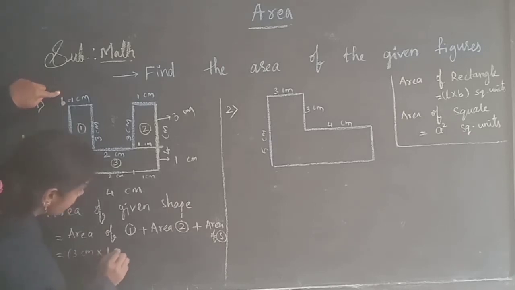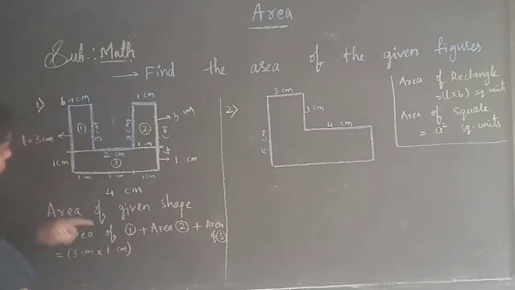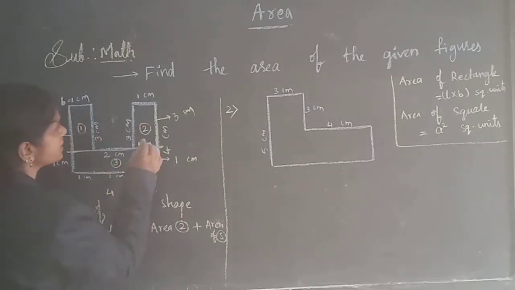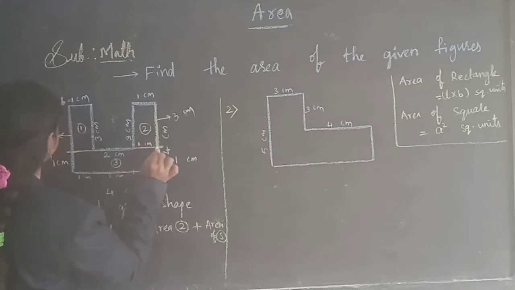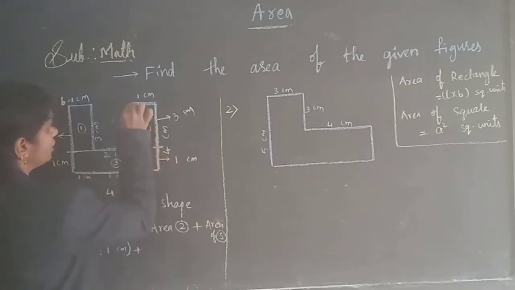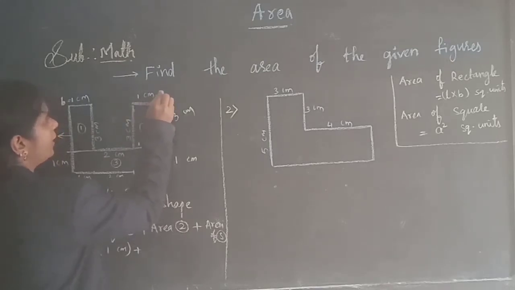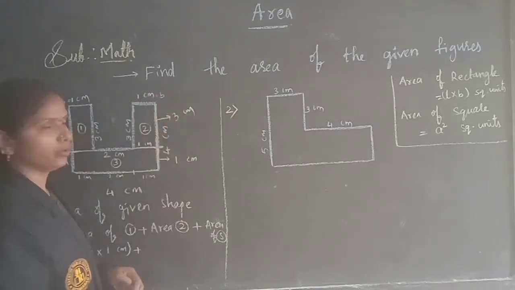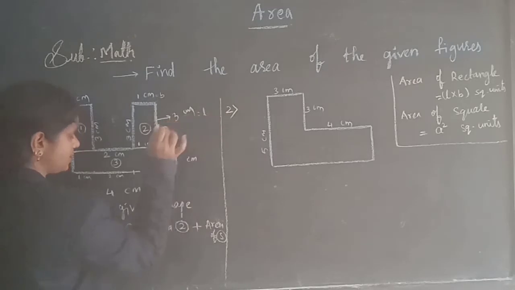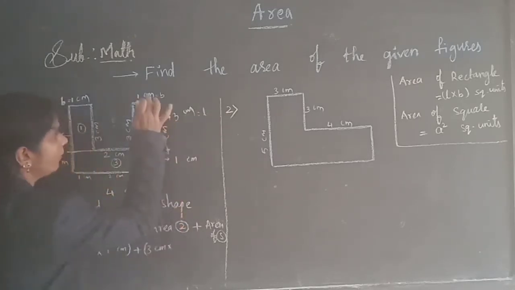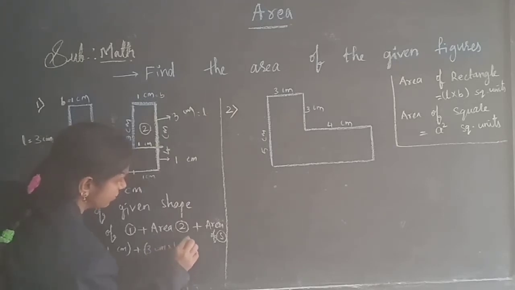So the breadth is 1 centimeter for the first rectangle, children. And coming to the second rectangle, here also the length is this. This is the length. Sorry, this also you can take as a length here. So here breadth and here length. Okay, so here also the same: length is 3 centimeters into breadth is 1 centimeter.